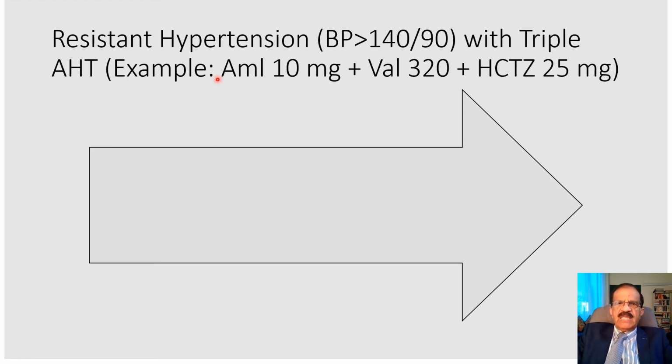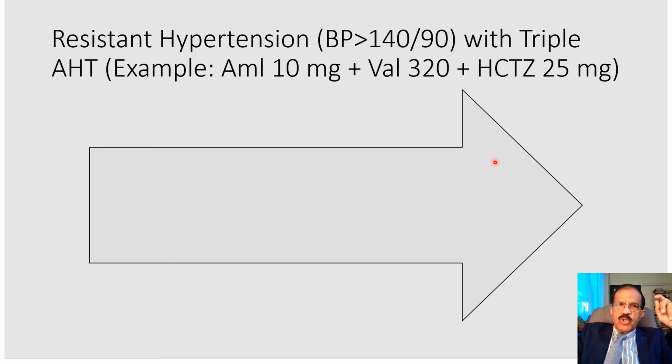Now they have to be adequate. And what is adequate? Adequate is at least 50% of the maximum recommended. In case of amlodipine, if the maximum recommended is 20 milligrams, adequate would be more than 10. In case of valsartan, if the maximum recommended is 640, then 320 would be the adequate minimum. Hydrochlorothiazide, if the maximum recommended dose is 50 milligrams, then 25 milligrams will constitute adequate. And not only three drugs, but one of them must be a diuretic. So this is the definition.